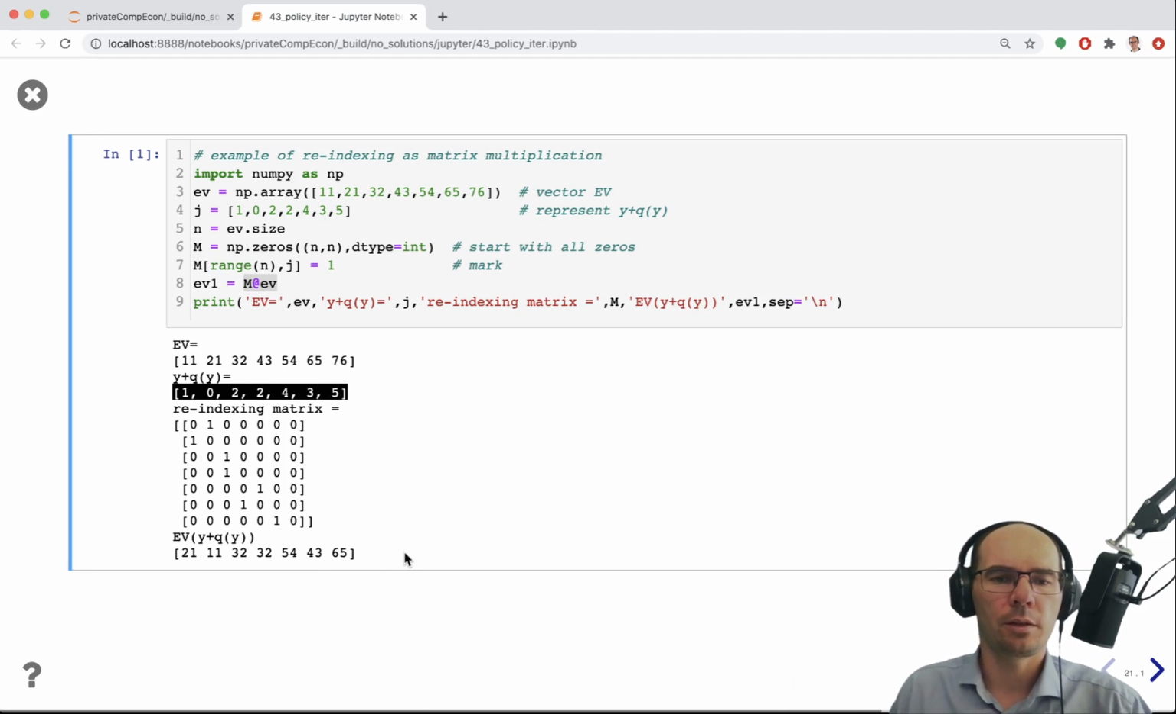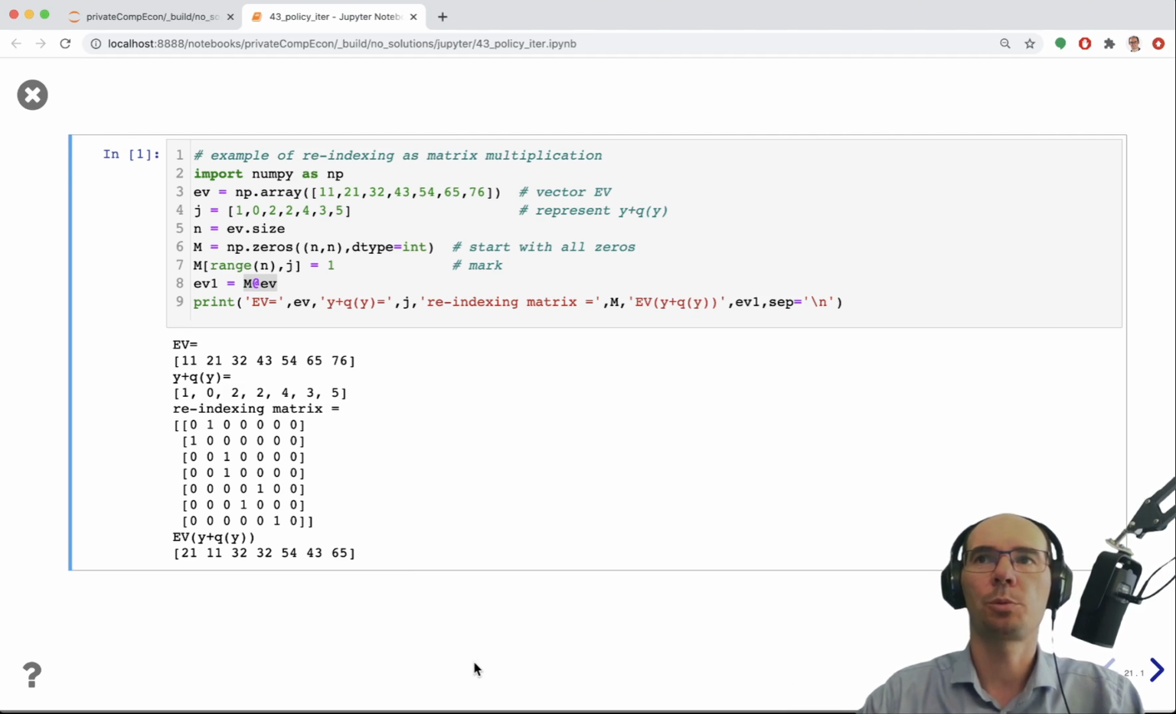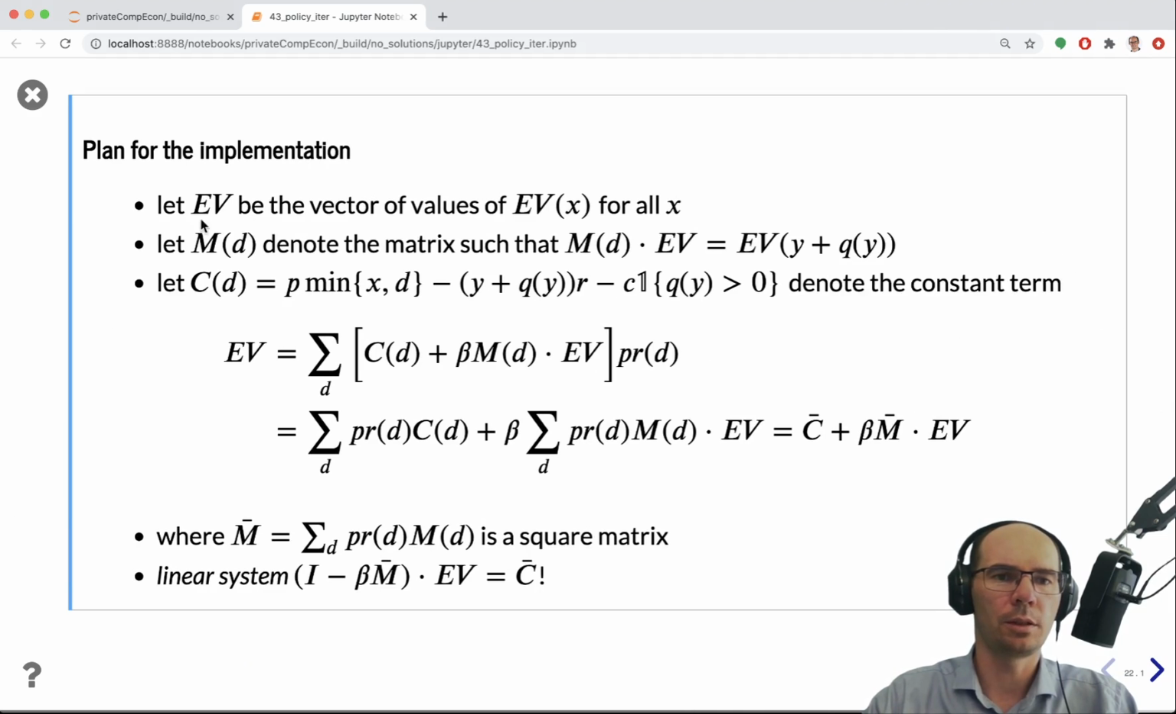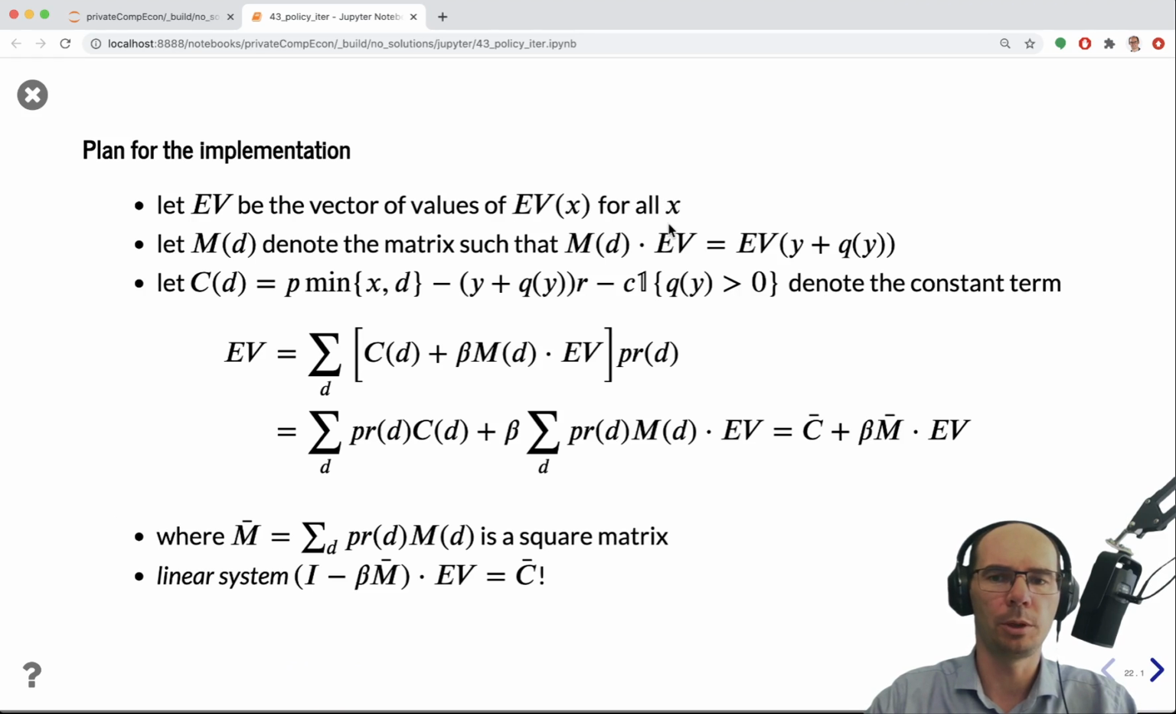So that means that since we can represent this indexing problem as a matrix multiplication problem, we can express all of our simplified Bellman equation as a linear system. So how does that happen? Again, EV is the vector of all the values of EV of x for all possible x's. So we are immediately vectorizing the problem like we always did.